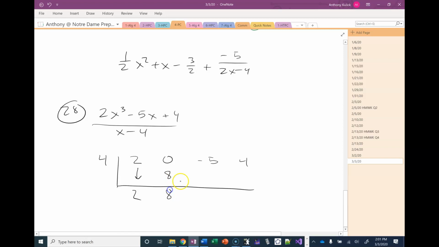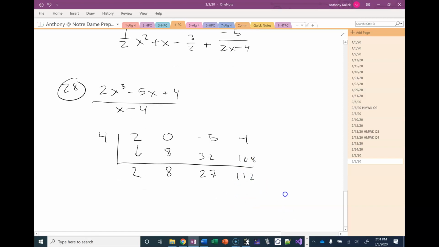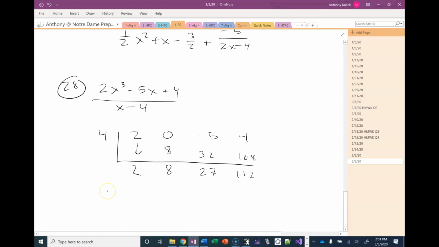4 times 2 is 8. I add down, I get 8. 4 times 8 is 32. I add down, I get 27. 4 times 27 is 108, excuse me. And I add down, I get 112. So I get 2x squared plus 8x plus 27 plus 112 over x minus 4.